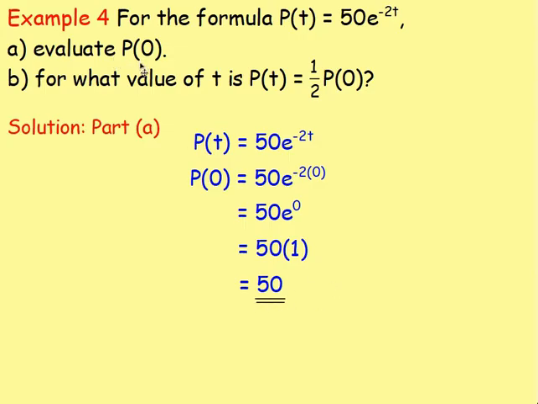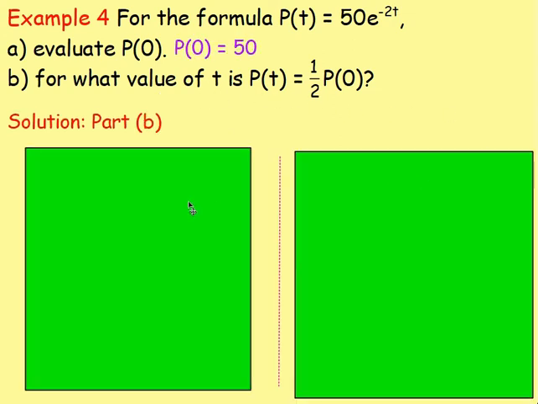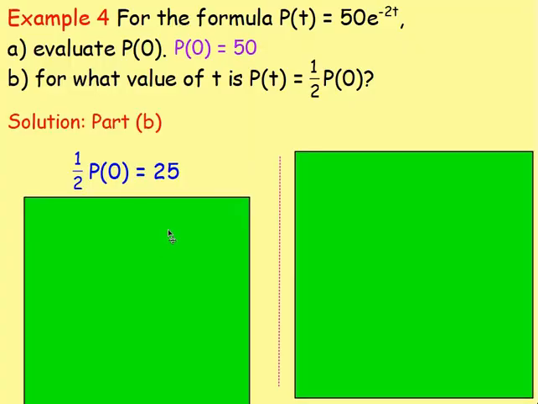For part B, for what value of t is P(t) equal to a half P(0)? Well, remember, we just had P(0) equals 50. We just found that out. That was our answer for part A. P(0) equals 50, so a half P(0) is going to be 25. We want to find when P(t) is equal to that half of P(0), so in other words, 25.